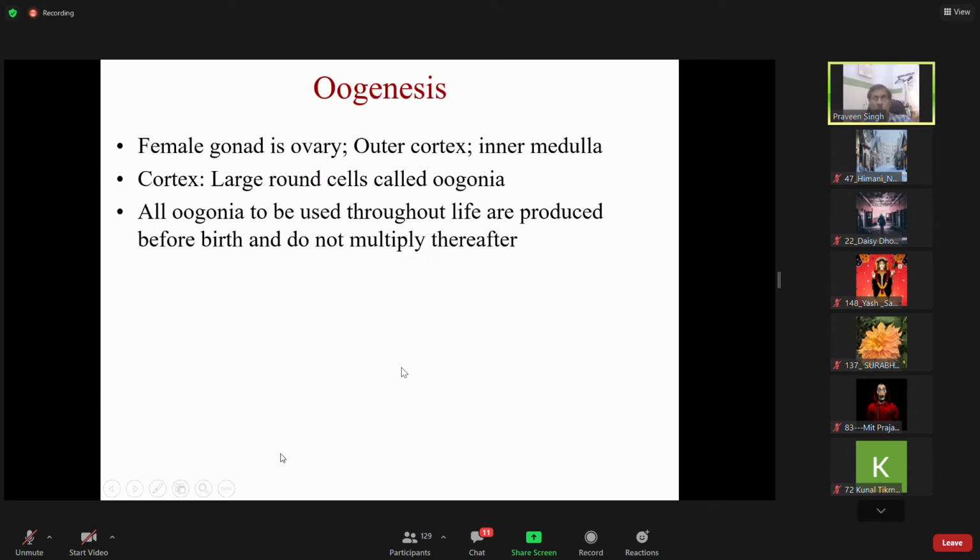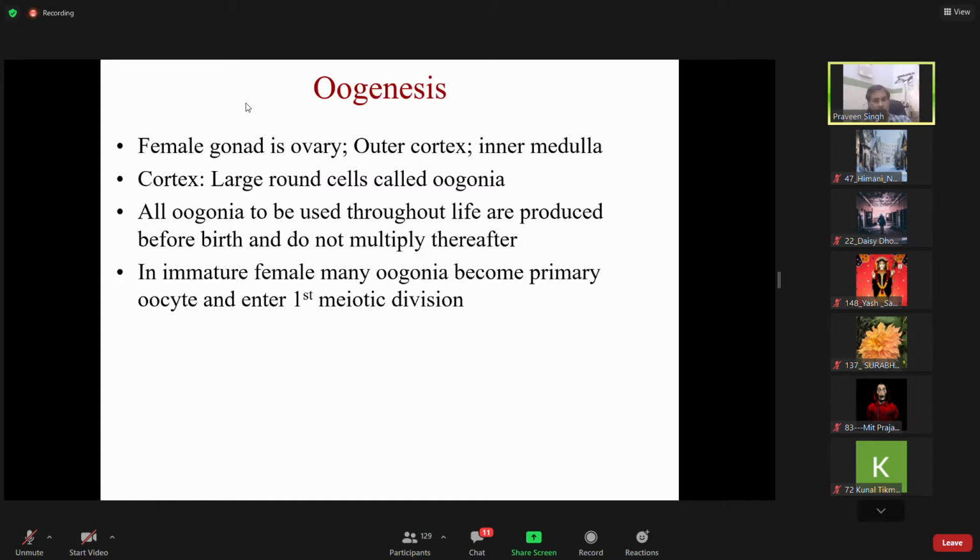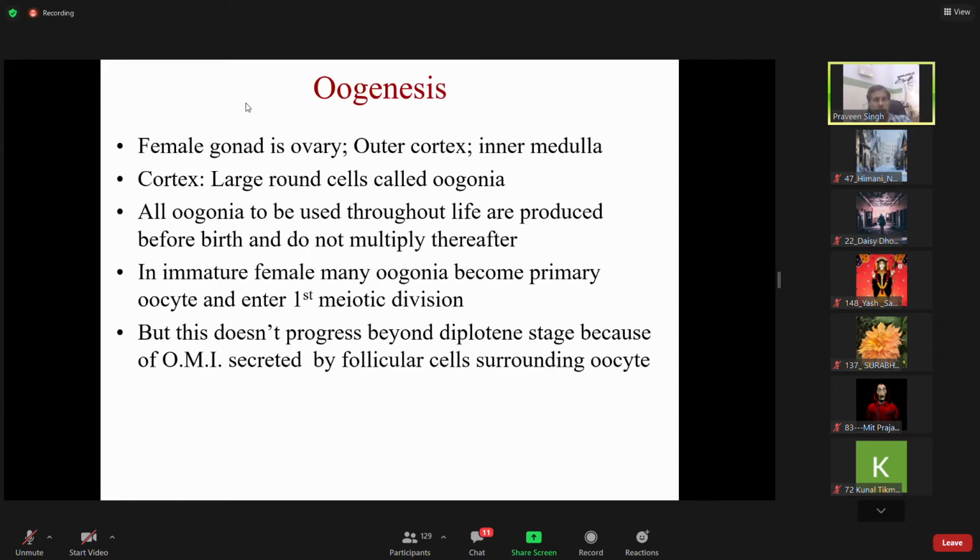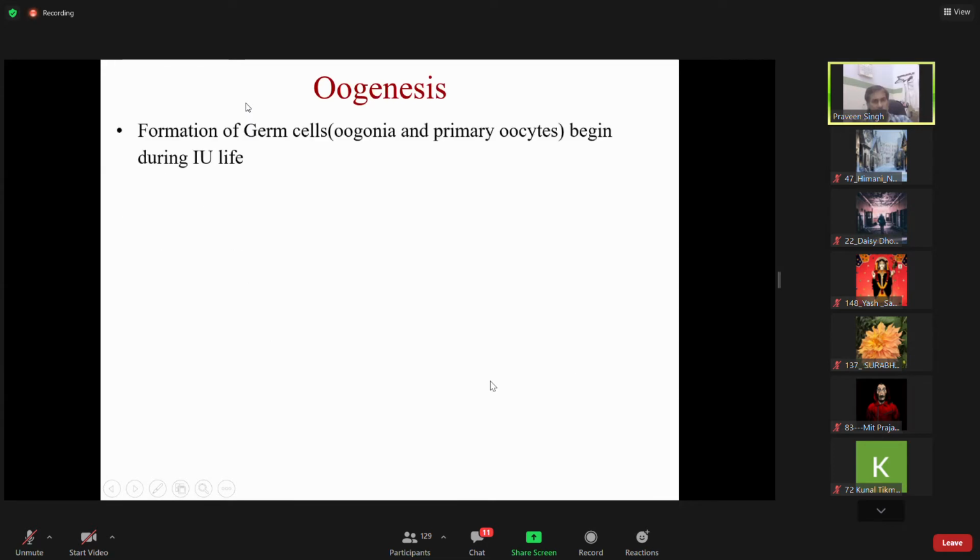All oogonia to be used throughout life are produced before birth. They do not multiply thereafter. Very, very important. In the immature female, many oogonia become primary oocytes and enter the first meiotic division, but this does not progress beyond the diplotene stage. Arrest happens because of oocyte maturation inhibitor secreted by follicular cells surrounding the oocyte.